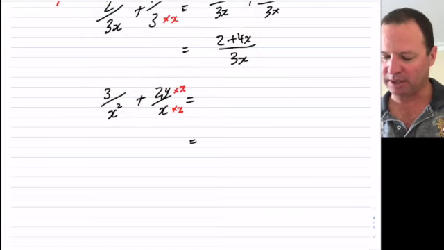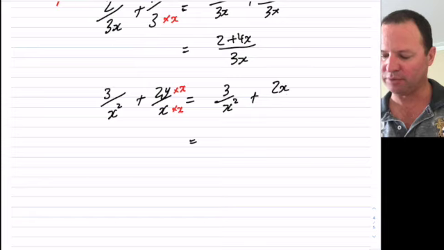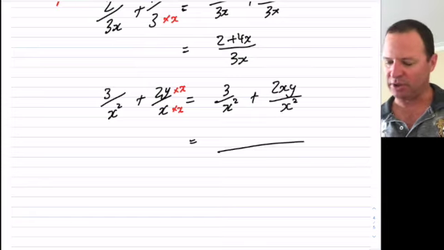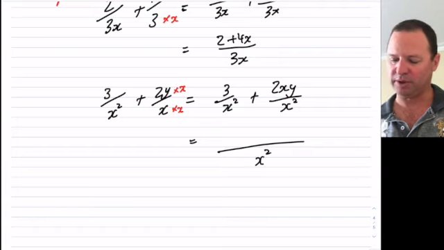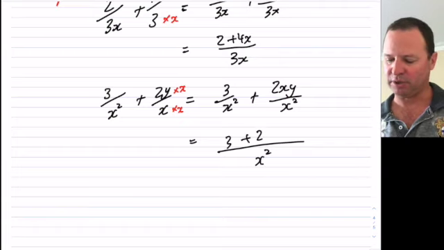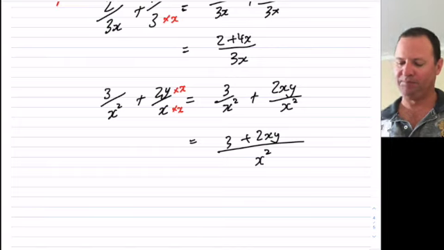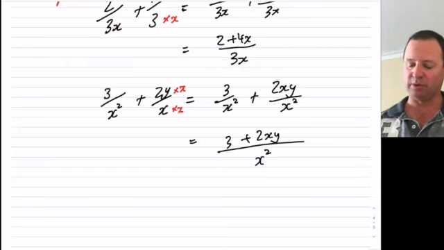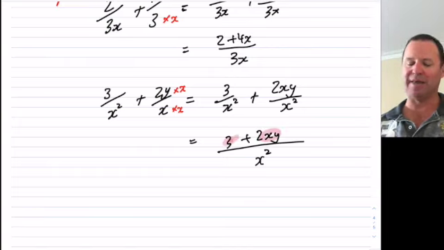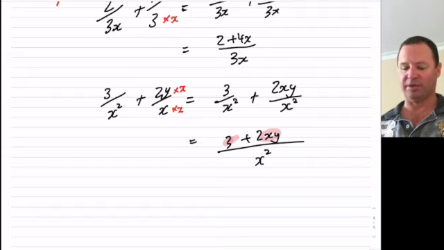So I'm going to end up with 3 on my x squared. And then I've got 2xy on my x squared. And once I know they're the same now, they're both on x squared, and I've got 3 plus 2xy. Are any of those like terms? So I look at this term and this term. Are they like terms? They're not, so I'm finished. Okay?